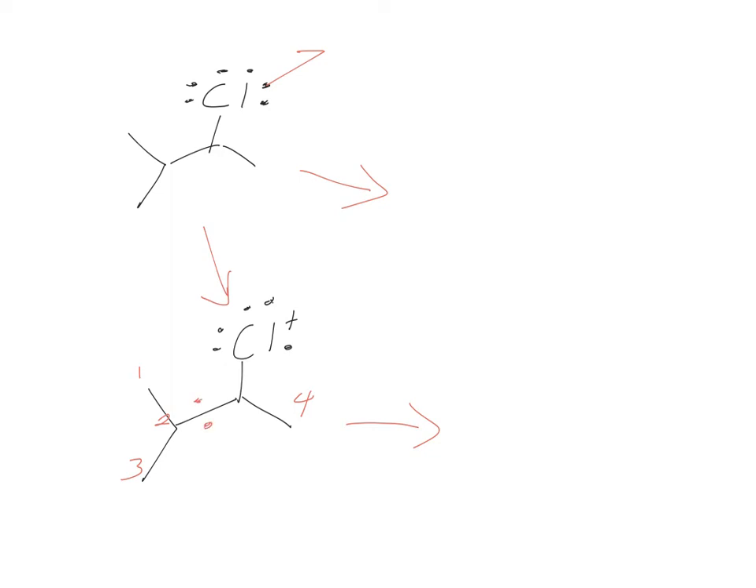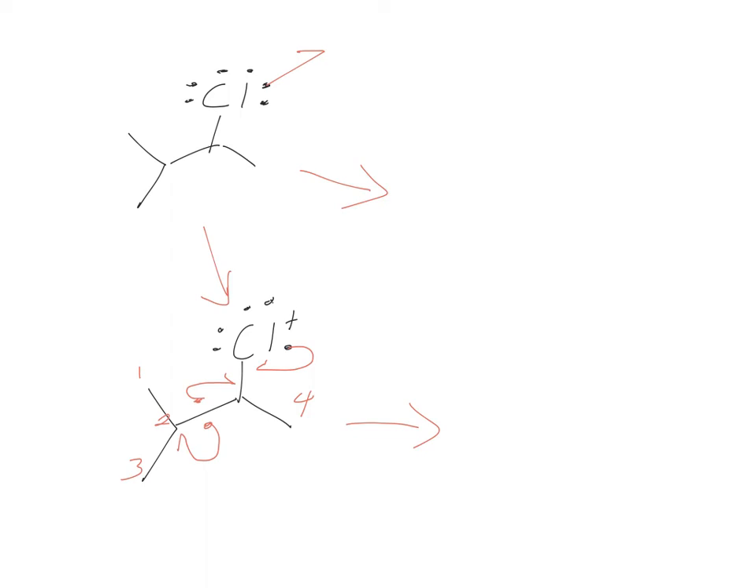All right, draw there. Electron from the chlorine, one of them. Electron from the bond, one of them. Electron goes to the carbon. So we broke the bond between the carbon 2 and the carbon bonded to chlorine.